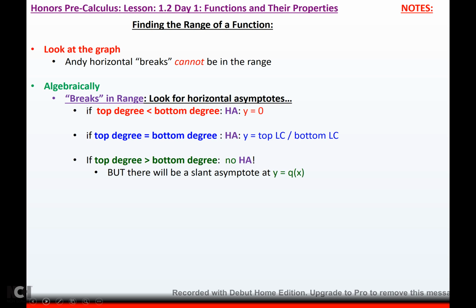Any horizontal breaks cannot be in the range. Okay, breaks in the range. Look for horizontal asymptotes. You can find horizontal asymptotes by these rules. If your top degree is smaller than your bottom degree, then your horizontal asymptote will be y equals 0, which means it will jump over y equals 0. It won't graph there. If your top degree is equal to your bottom degree, then your horizontal asymptote is going to be y equals whatever the top leading coefficient is divided by the bottom leading coefficient. And third, if the top degree is bigger than the bottom degree, there's not going to be any horizontal asymptote, but there will be a slant line.